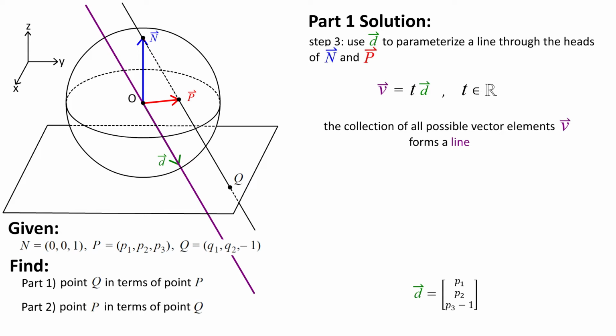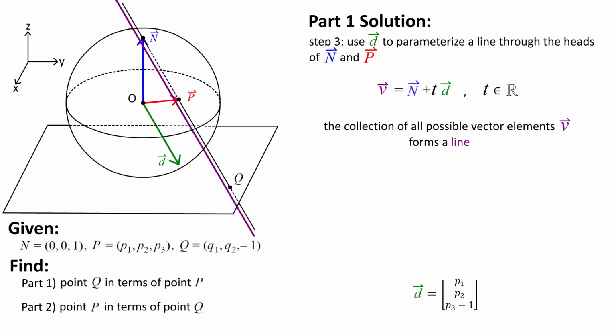Doing this forms a line which passes through the origin. This line is also parallel to the line that we're trying to form. Hooray! We have now formed a line. However, we don't want it to pass through the origin. We want it to pass through the heads of vectors n and p. To fix this, all we need to do is add some vector whose head lands on the line we intend on forming. Vector n's head is on our intended line, so let's add vector n to our equation.